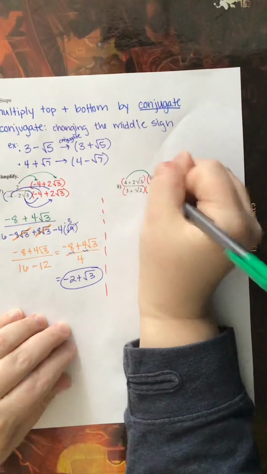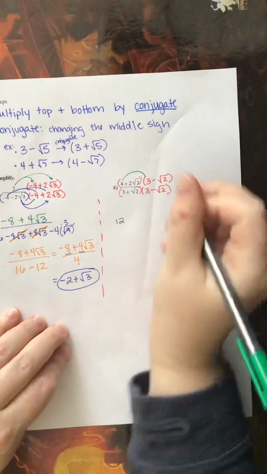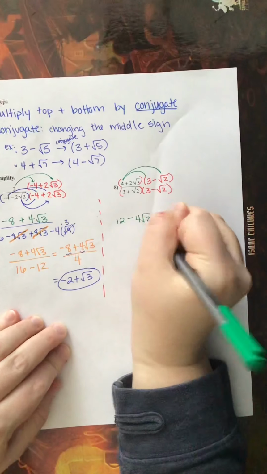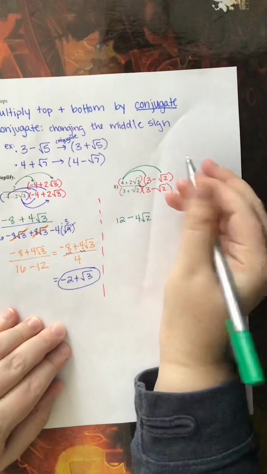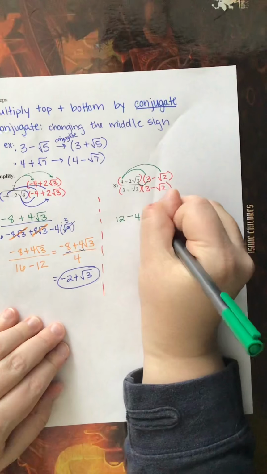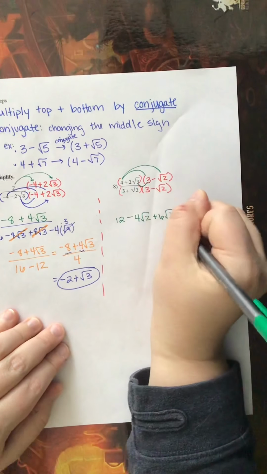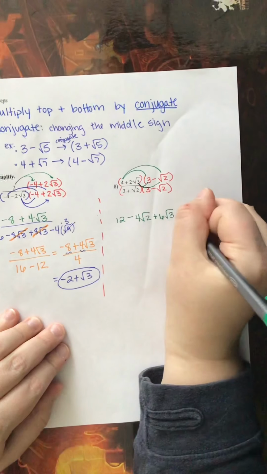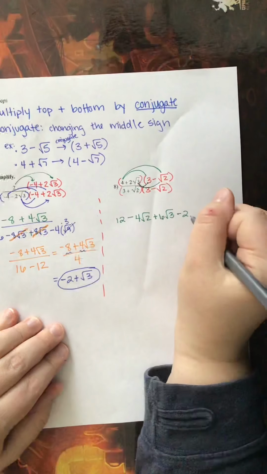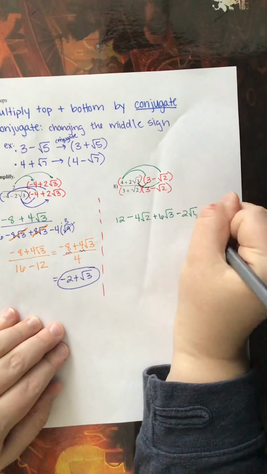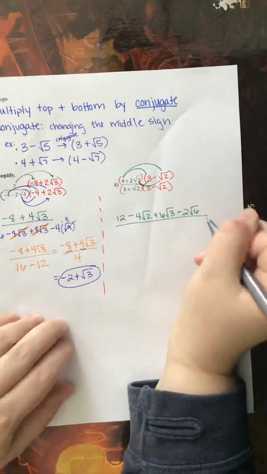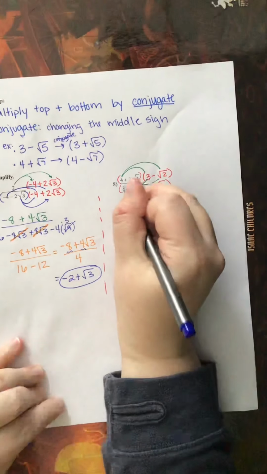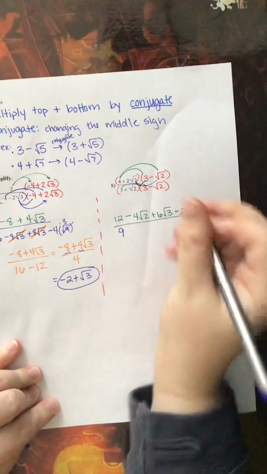So I get 4 times 3 is 12. 4 times negative square root of 2 is just negative 4 square root of 2. Then I'm going to multiply this. 2 times 3 is 6. And then I just bring along the square root of 3. And then I drop down a minus 2. And then square root of 3 times square root of 2 is square root of 6. So that's the top. The bottom, if I start multiplying, 3 times 3 is 9.